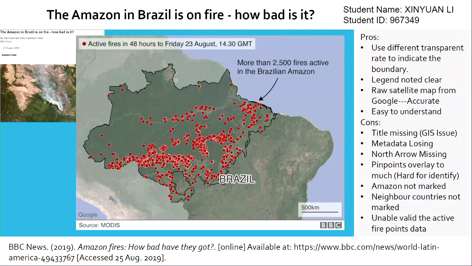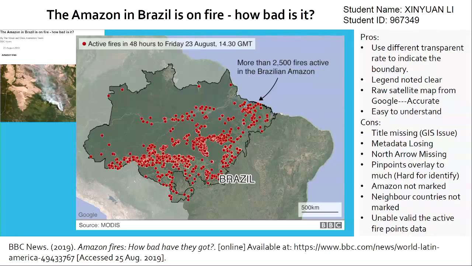It uses different transparent grids to indicate the boundary of Brazil. The BBC used the raw satellite map from Google. It's more accurate, and it might be easy to understand how severe the fire is in Brazil now.